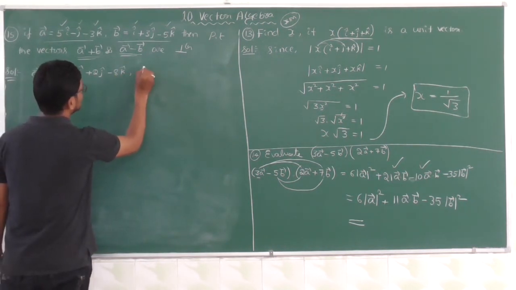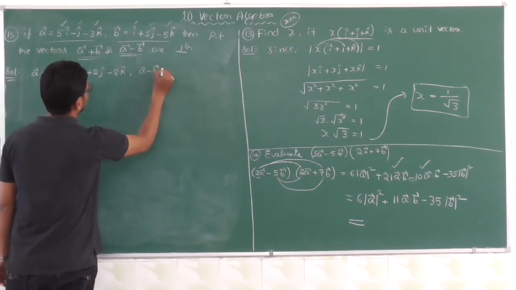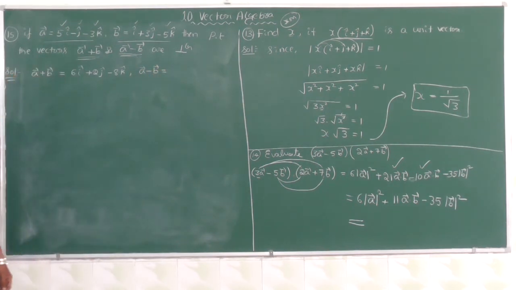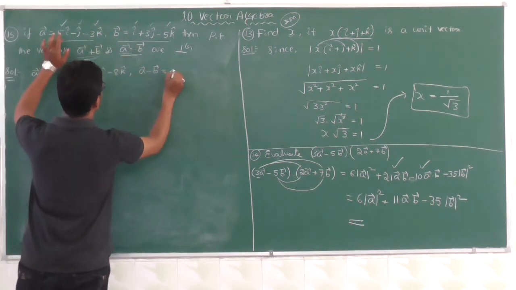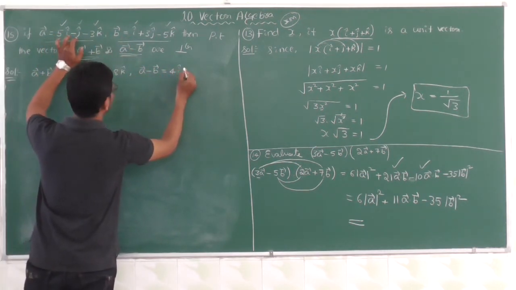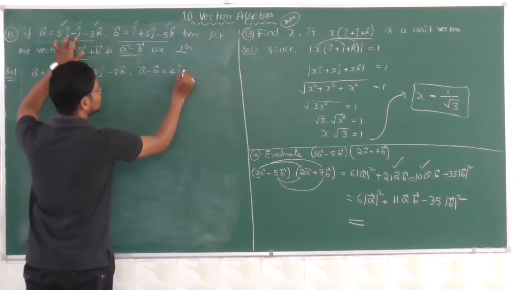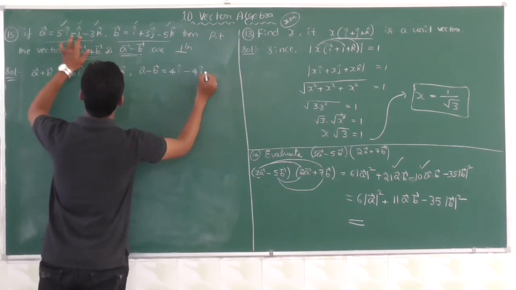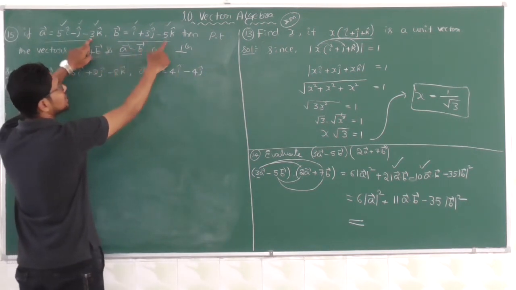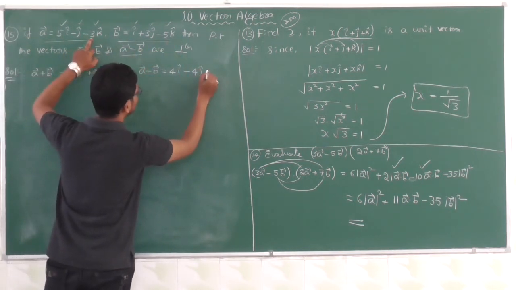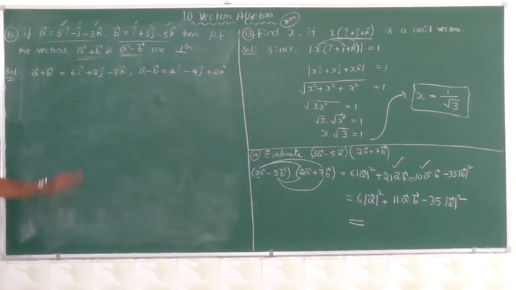Similarly, find the a minus b vector. A minus b equals what? 5i minus i is 4i. Next, minus j minus 3j is minus 4j. Next, minus 3k minus of minus 5k is plus 5k, that is plus 2k. It is a plus b and it is a minus b.